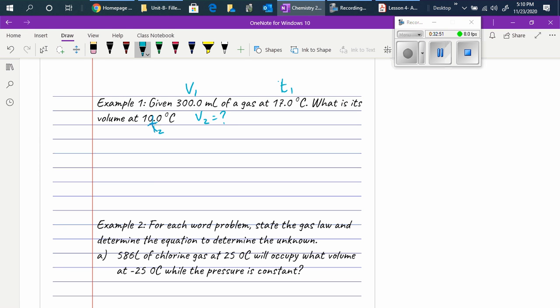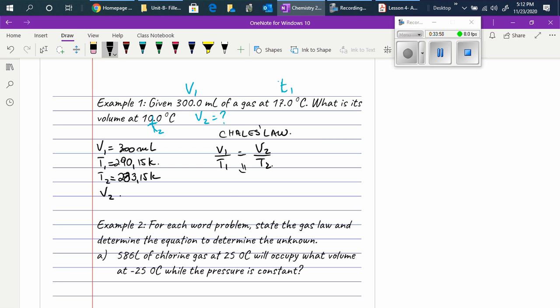If we list what is given, we have V1 at 300 milliliters. Temperature 1, I will convert into Kelvin, so 17 plus 273.15 equals 290.15, I believe. And T2 will be 10 degrees Celsius plus 273.15, which is 283.15 Kelvin, and we are looking for volume. So what we have to use is Charles' law. Why? Because Charles' law says V1 T1 is equal to V2 T2. Since pressure is not mentioned, and the amount is not mentioned, that means they are kept constant.